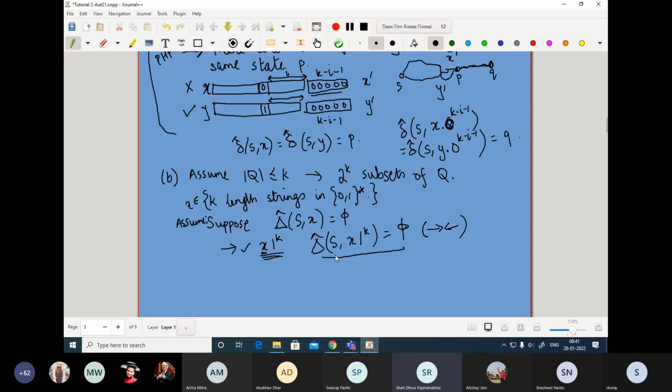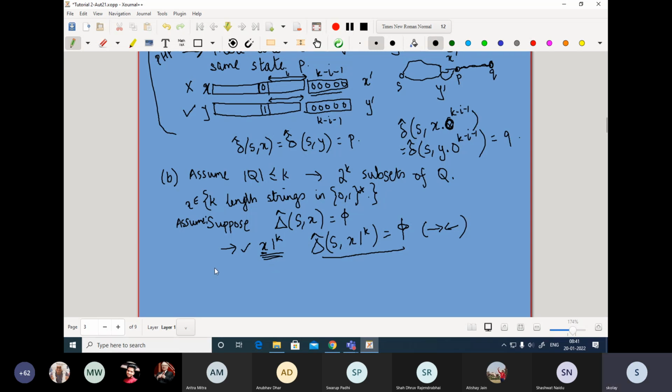Yes, ma'am, got it. Or if you consider it in terms of the transition diagram, delta hat was representing all those end states for paths labeled by x. There is no such end state, so you cannot extend any path with this y which was appended.